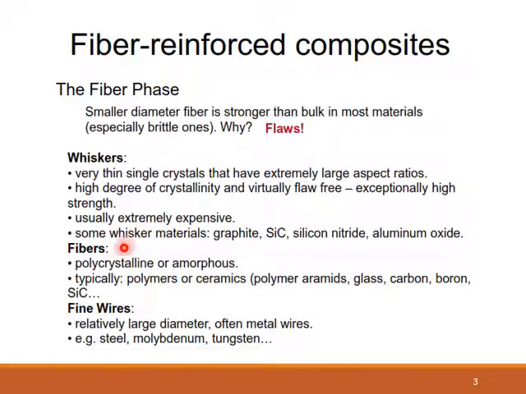Usually when you have short fibers, you refer to them as whiskers, and when you have continuous fibers, you just refer to them as fibers. You can have polycrystalline or amorphous materials representing fibers. They could be polymers, they could be ceramics, whatever. You can also have wires in the form of continuous fiber. The wires will have a really large diameter. For example, typical wires that you have are the fine wires. Steel, for instance, is a typical example of a fiber.